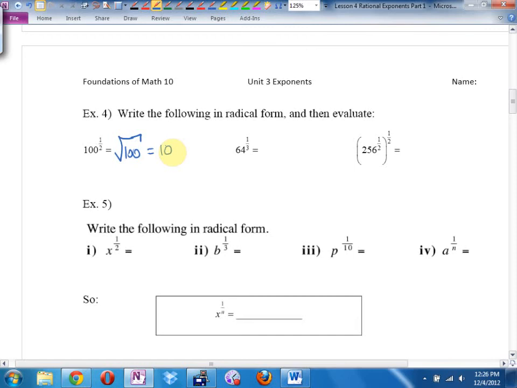64 to the 1/3. If I said, could you please write that as a radical, what root is that? That's the same as the cube root of 64, which is what? 4?